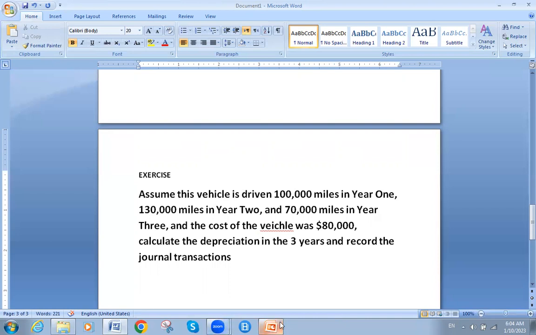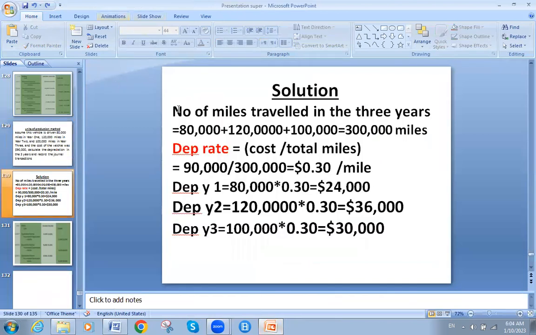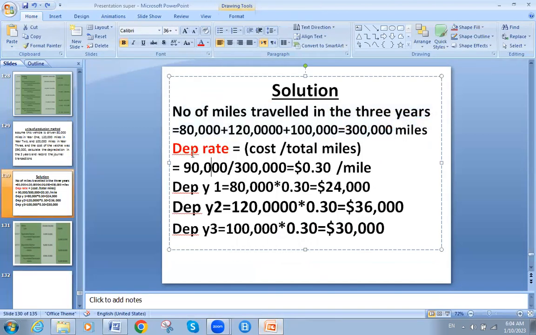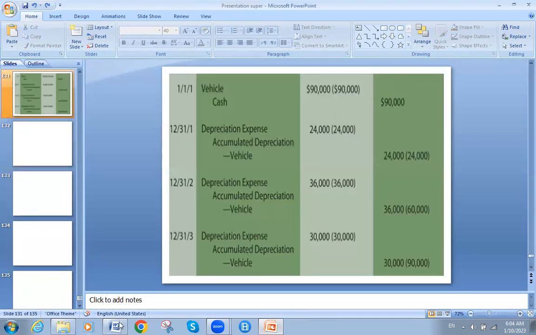Just a reminder, what we did. Here we calculate the total miles traveled. Then we get the depreciation rate. Then we see each year how many miles it worked and multiply by the depreciation rate. It will give me the annual depreciation of this year. Here we go.